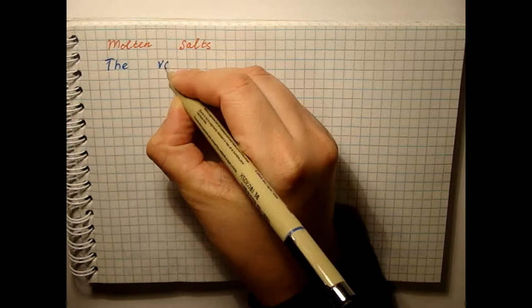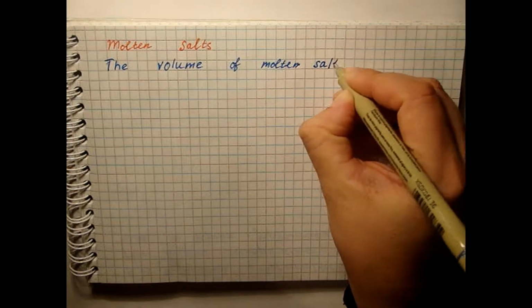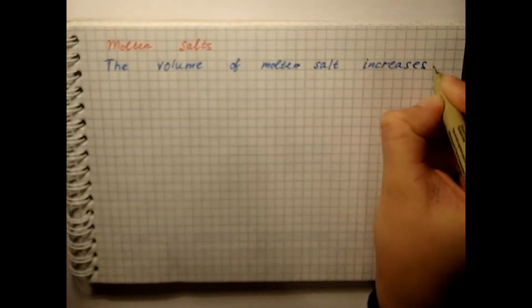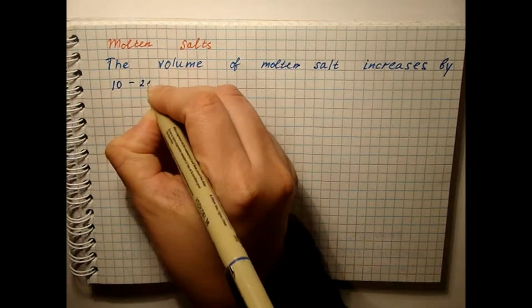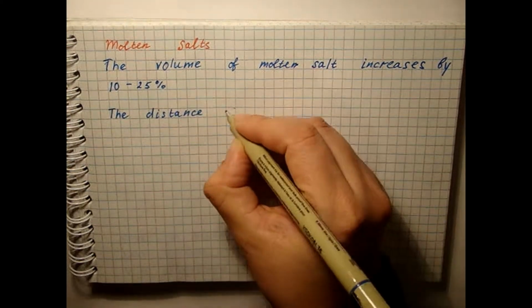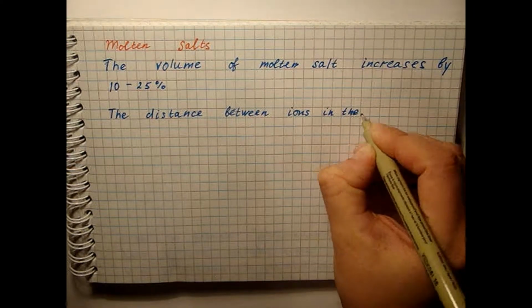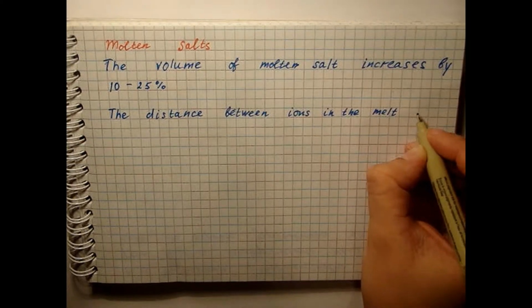When the salts melt, an increase in volume is observed, amounting to 10–25% compared to the initial crystalline form. Structural analysis indicates that the distance between oppositely charged ions in the melt remains practically the same as in the solid electrolyte.